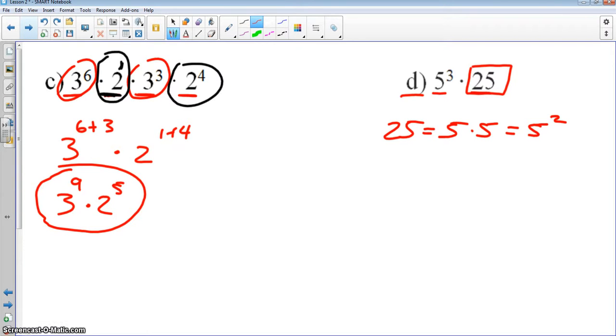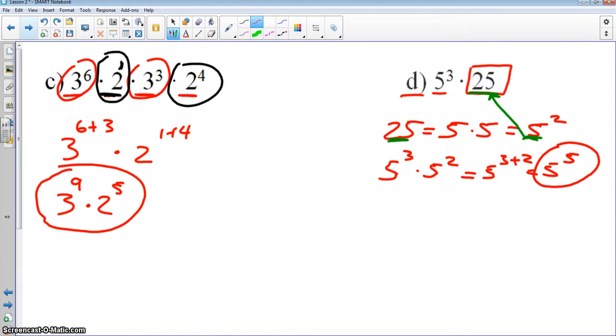Therefore, now what we have is 5 to the third times 5 squared. Remember that this 25 is the same thing as 5 squared. So instead of 25, we put the 5 squared in there. Now all you have to do is add the exponents. This would be 5 to the 3 plus 2, which is 5 to the 5th power. And there we go, exponential form.